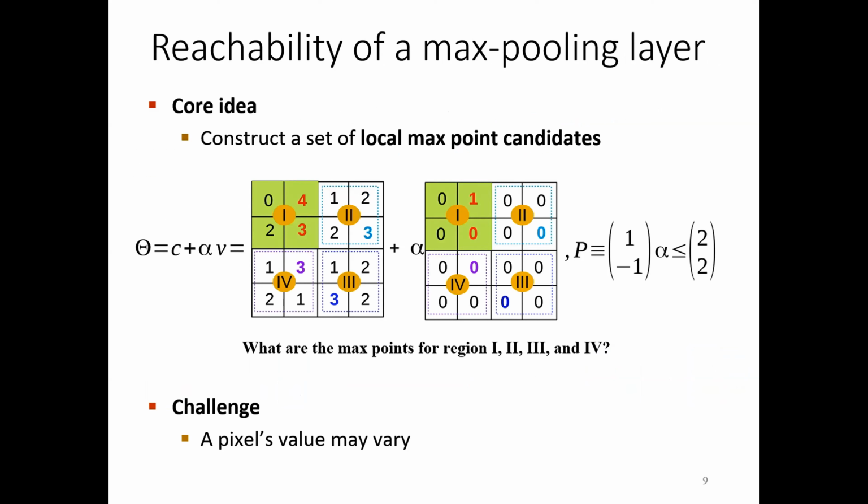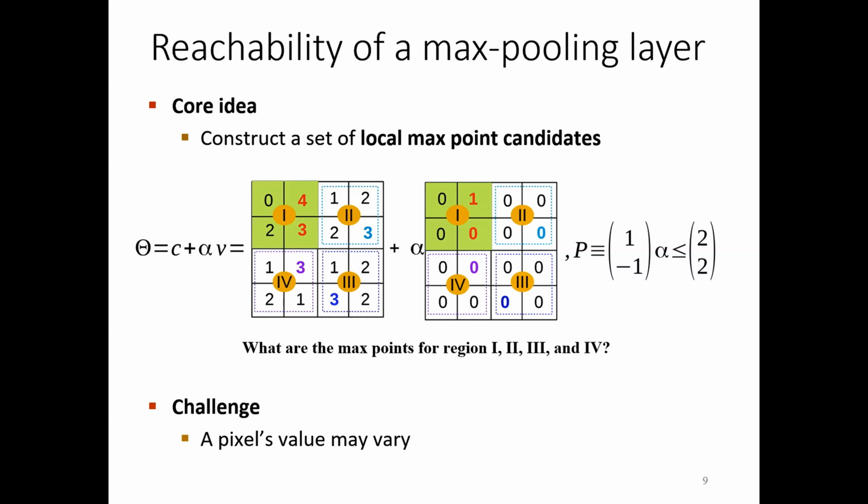So the idea of a max pooling operation is that if we have a single input image, we need to find all max points of all local regions of the input image to construct the output image. Now the input is an image star, which is a set. So we also need to find all max point candidates for all local regions of the input set to construct the output set. In this example, we have an image star with 4 local regions, 1, 2, 3, and 4. So the question here is, what are the max points of these regions?